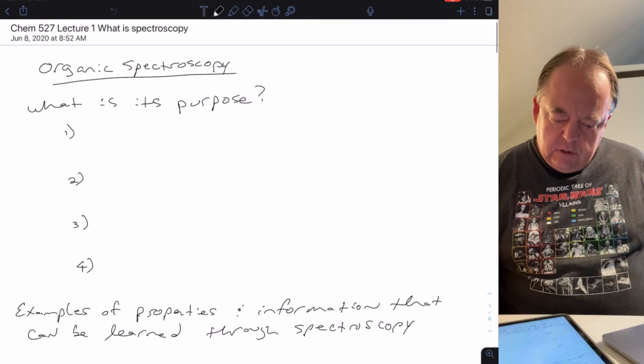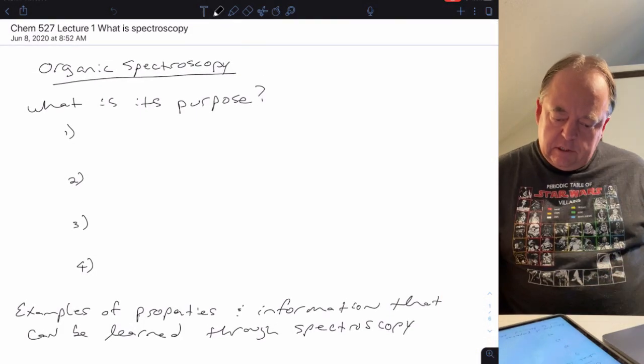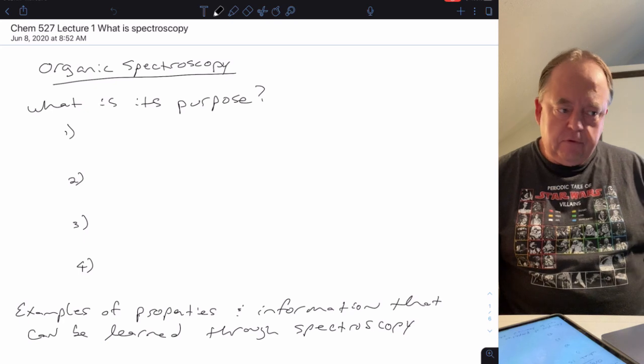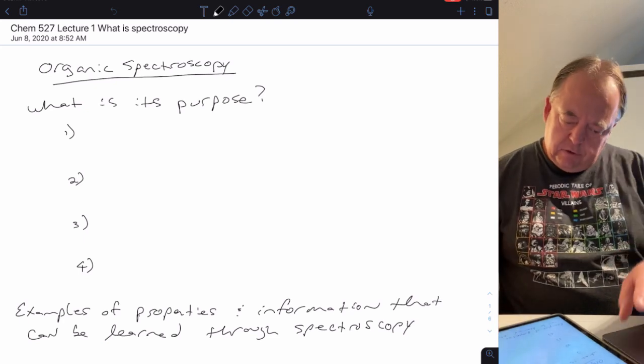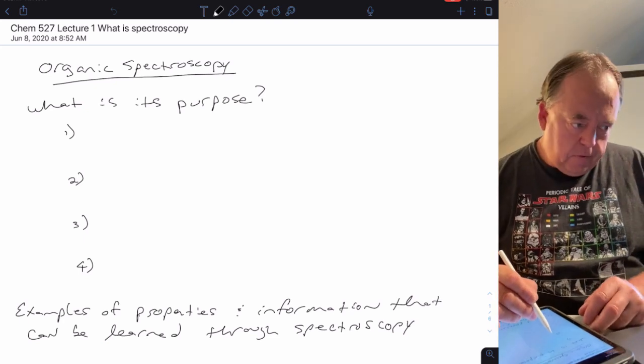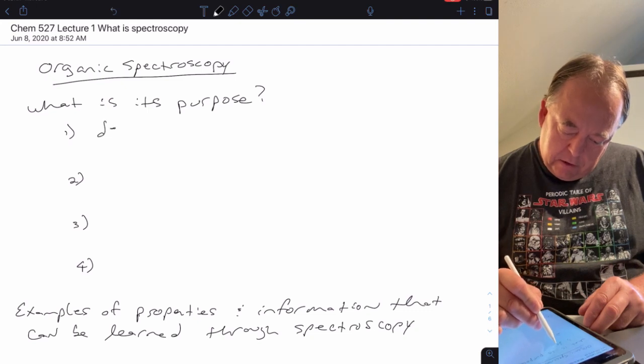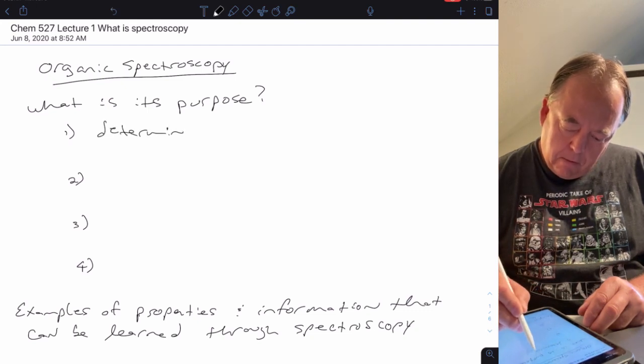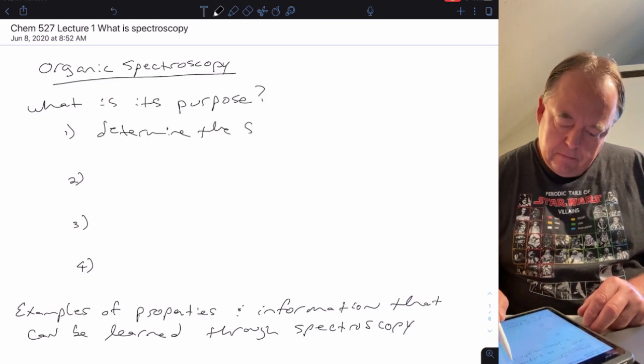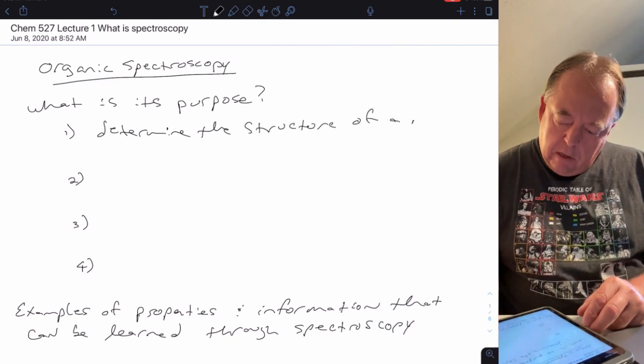So, first lecture over spectroscopy. So, organic spectroscopy. What is the purpose of doing spectroscopy? There are several purposes. For example, it can be used to determine the structure of a molecule.